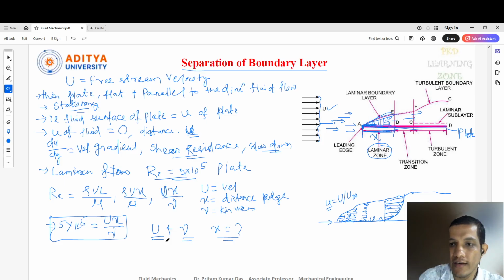Then, next to that laminar boundary layer, you can see a slight zone here. That is actually the transition zone. This is the transition zone. That means the fluid is converting from laminar to turbulent.